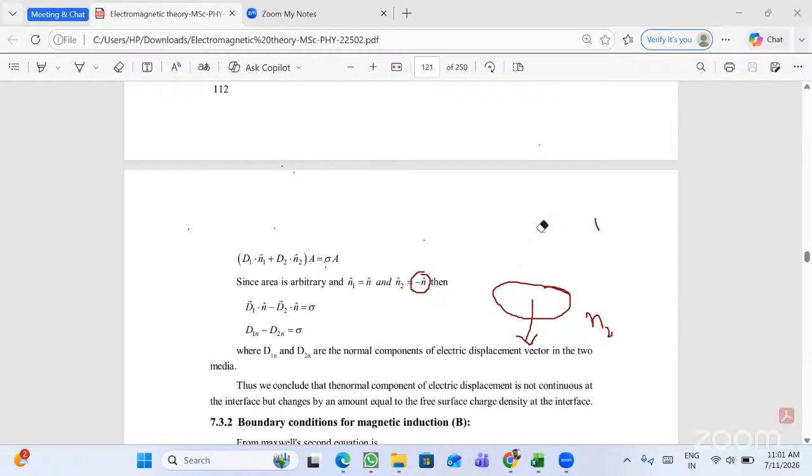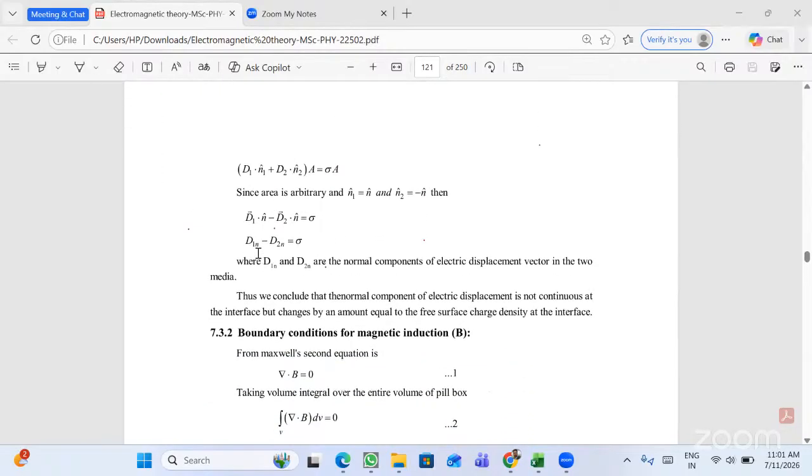On the RHS, after integration we get sigma A, where sigma is the surface charge density. So we have D1 dot n minus D2 dot n equal to sigma. We write this as D1n minus D2n equals sigma. This is the boundary condition for the electric displacement vector.